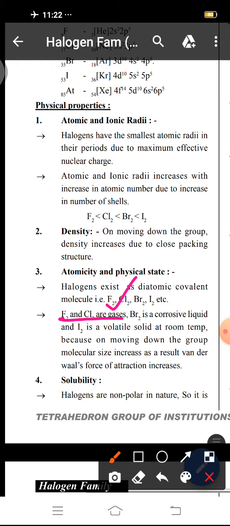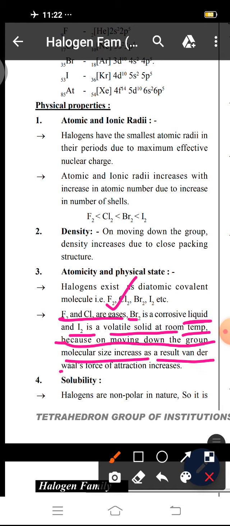Due to increase of force of attraction, bromine exists in liquid state. Then when we come from bromine to iodine, van der Waals force of attraction becomes more. Due to high van der Waals force of attraction, iodine exists in volatile solid at room temperature. Because on moving down the group, the molecular size increases.